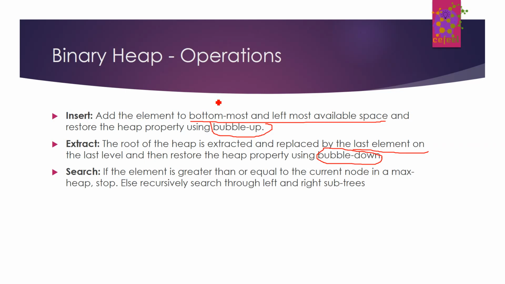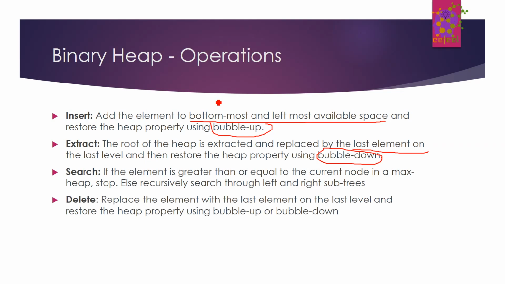Otherwise, we check if the element is greater than the current node, assuming it's a max heap. Because the root element is the maximum element in the heap, there is no point in continuing further: if the element we are searching for is greater than the root itself, the element will not be in the heap. So we just stop. Otherwise, we recursively go through the left subtree and right subtree. And remember, this is a max heap. In a max heap, we can ignore the search if the searching element is greater than the root.